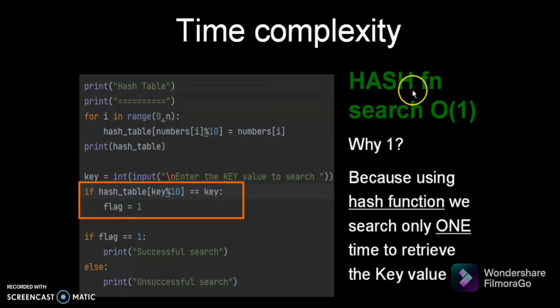Next is hash function search. Here I am creating a hash table, and I am taking the modulus of the hash table size with the list element, using a remainder method, and that is the index value. You see only one statement here we are using to retrieve the value. We are giving the key, hash of key mod 10. So it will check whether both are equal and flag is set as 1. If flag is 1, it is a successful search. So only one instruction, one code is executed. That's why the order of hash function search is 1, because using hash function we search only one time to retrieve the key value.